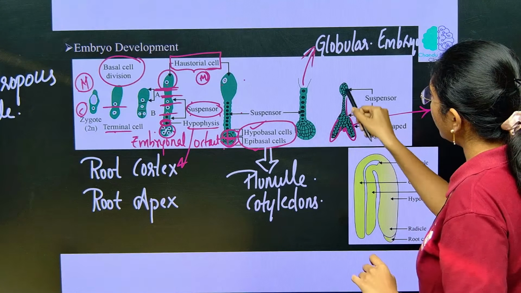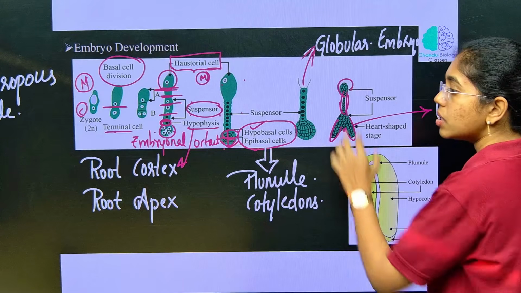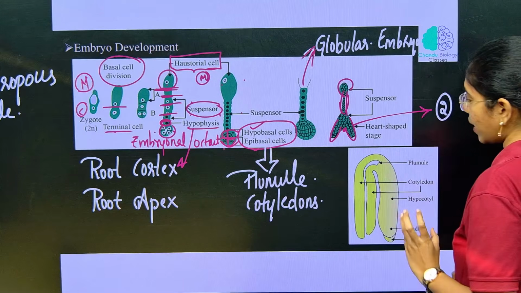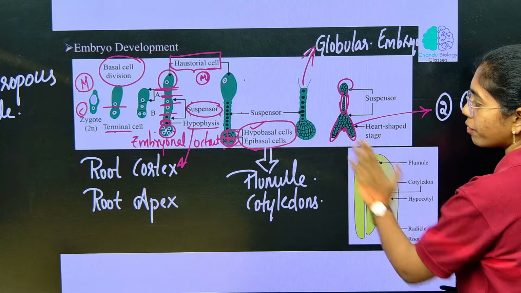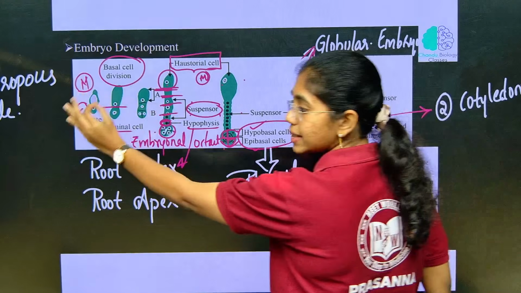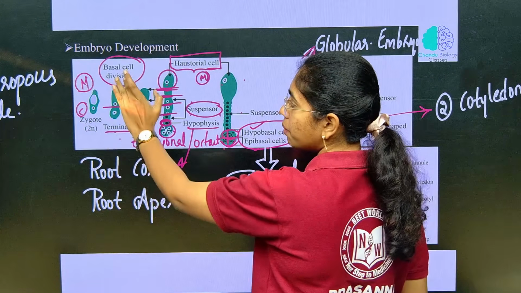And this will later give rise to root cortex and root apex. This is how the embryo development will take place. If you clearly look into the dicot embryo which is formed after the heart shape, first the zygote undergoes a transverse division forming terminal and basal cell.